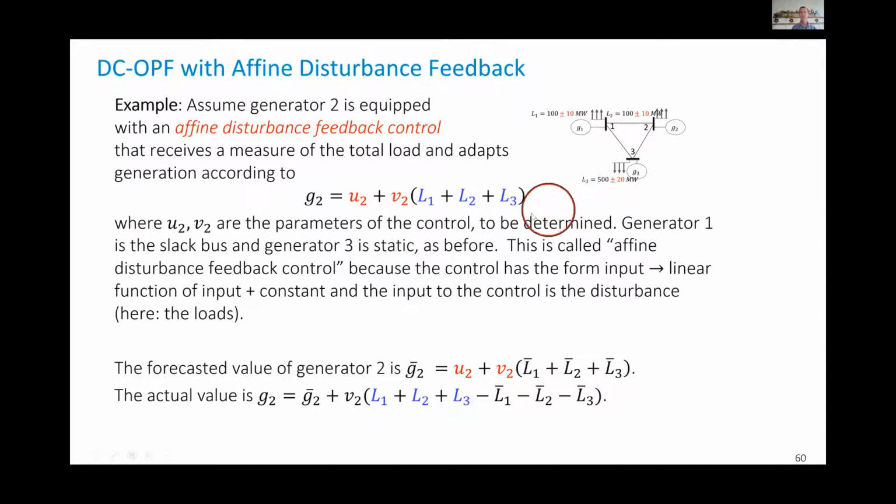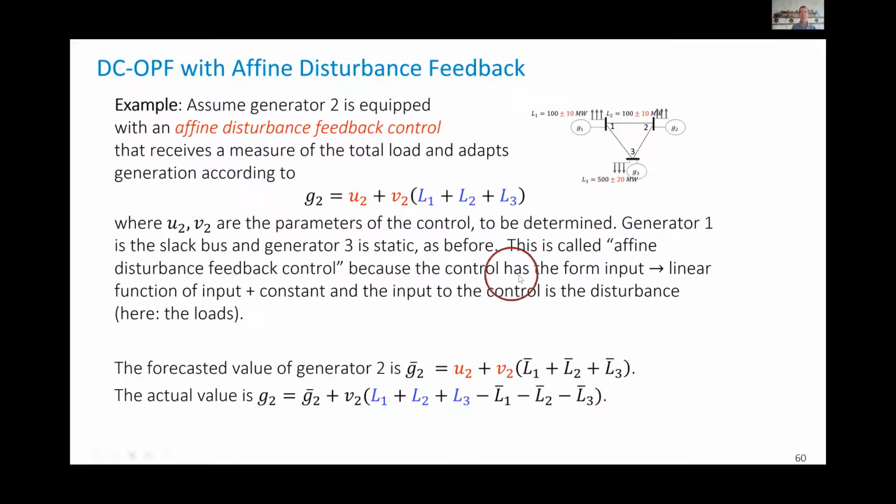So this is what is called affine disturbance feedback. Affine because it's linear plus constant. That's what affine means. It's a feedback because we react to the true value of the disturbance, and disturbance feedback because the input into the feedback is the disturbance here. So other than that, once we have put this together, then we can apply directly all the techniques we've seen so far.